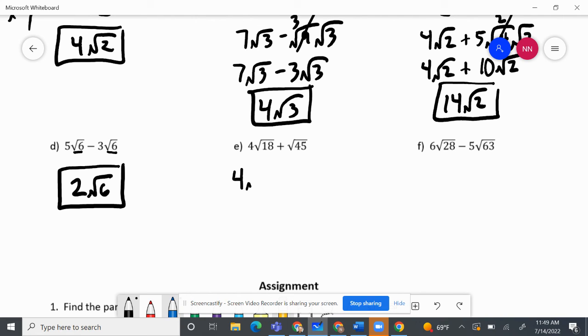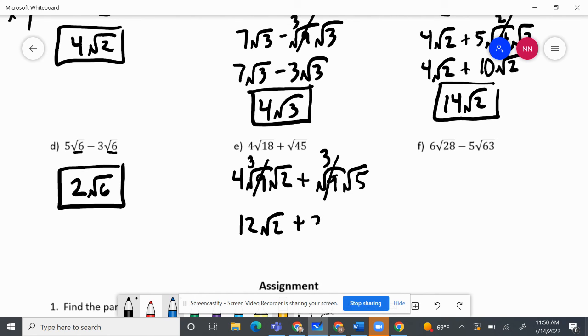So we have 4, and then 18 is 9 and 2. 45 is 9 and 5. The square root of 9 is 3. The square root of 9, of course, is 3. 4 times 3 gives us 12 square root of 2. And then what we have is 3 square root of 5. Now, sometimes we may simplify them and notice that they don't have the same square root, so we can't add them. So that right there is our answer. It doesn't look much more simplified, but it's slightly.